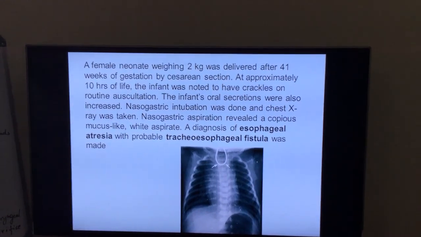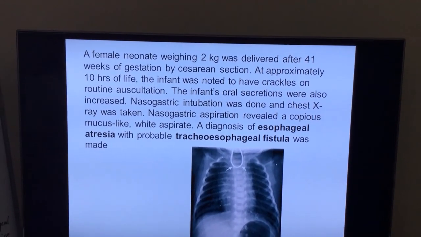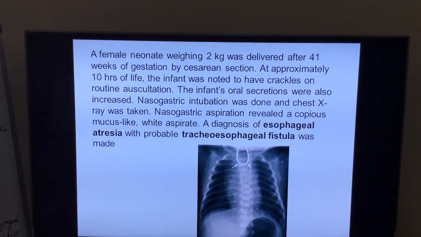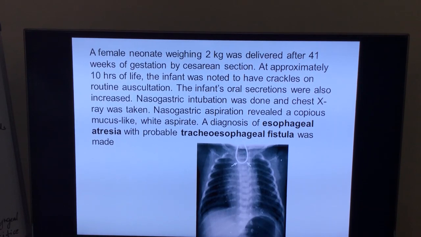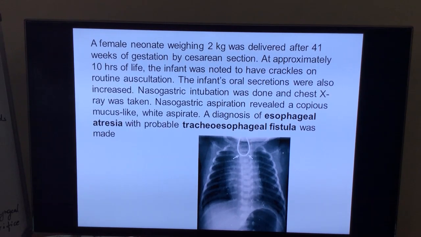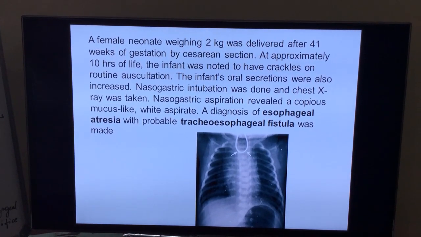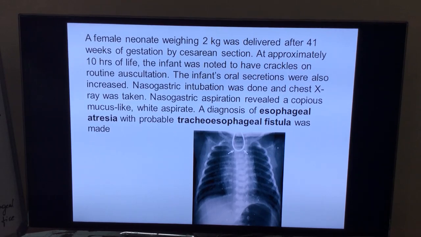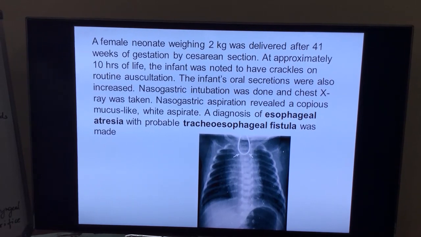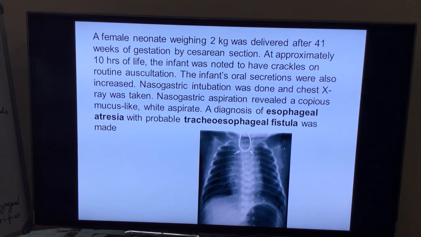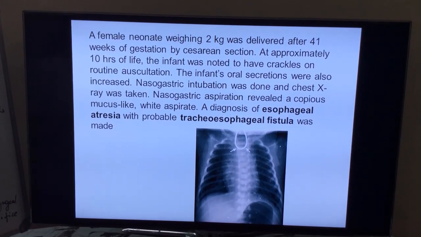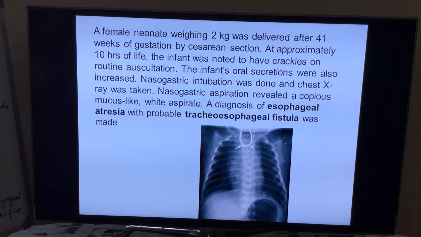The second case, a female neonate weighing about 2 kg was delivered after 41 weeks of gestation by cesarean section. At approximately 10 hours of life, the infant was noted to have crackles on routine auscultation. The infant's oral secretions were also increased. When nasogastric intubation was done and chest X-ray was taken, the nasogastric aspiration revealed copious mucus-like white aspirate. Then the diagnosis was made.